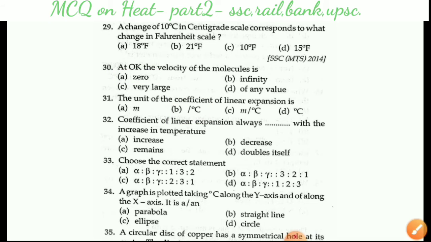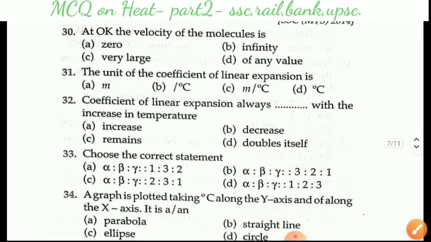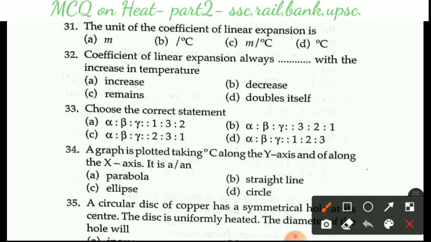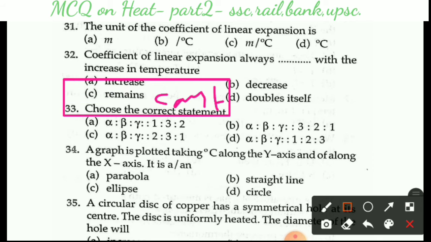Next question is question 32. Coefficient of linear expansion always dash with increase in temperature. A increases, B decreases, C remains constant, D doubles itself. Right answer of question 32 is C, remains constant.